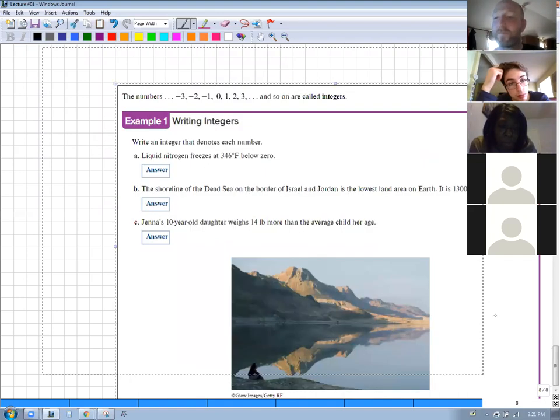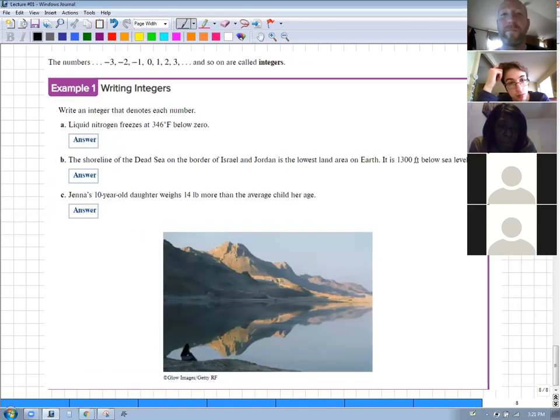There we go. So some examples here. An integer that denotes each number. Liquid nitrogen freezes at 346 degrees Fahrenheit below zero. Below zero. So that's a negative 346 degrees Fahrenheit.